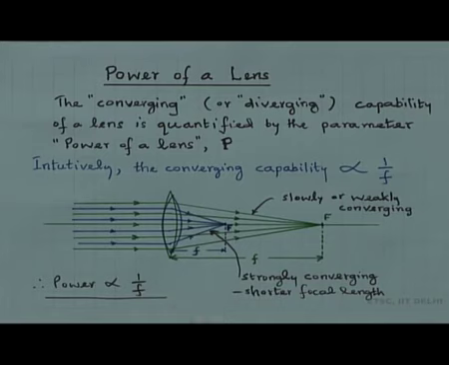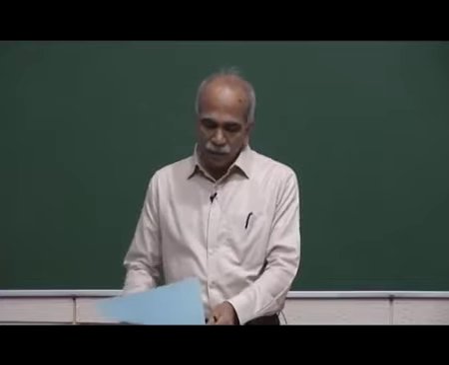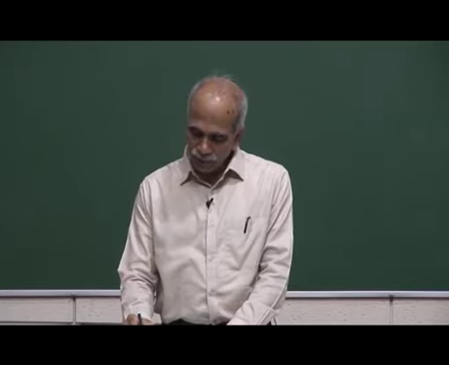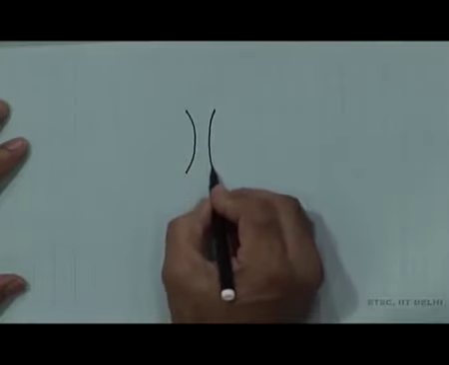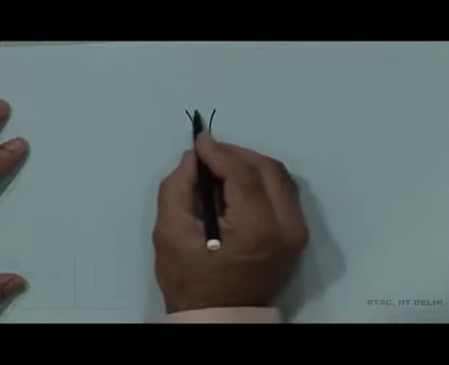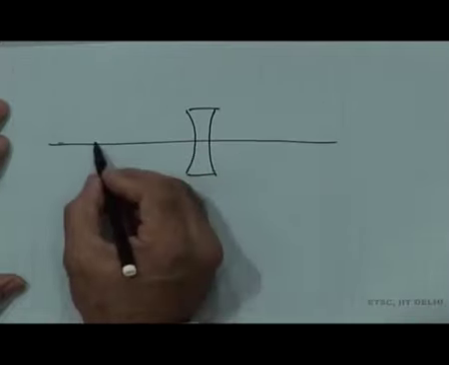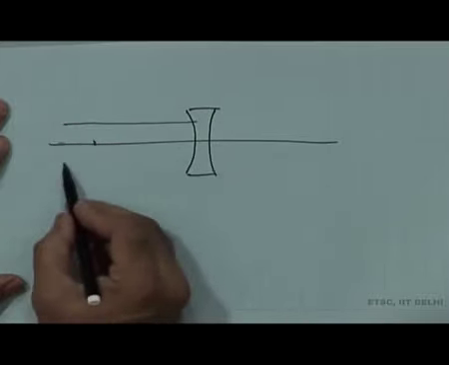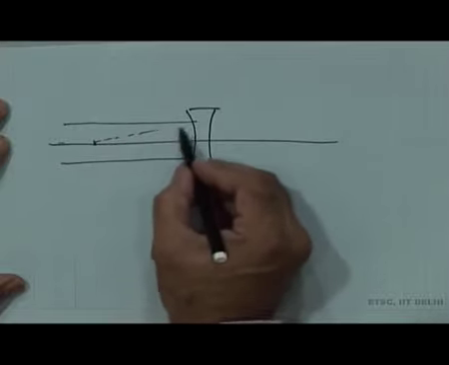The same thing I have shown with respect to a convex lens will be true if I use a concave lens. So if you have a concave lens like this, a concave lens which has a larger focal length here, which means parallel rays which are incident here will appear to diverge from this point.